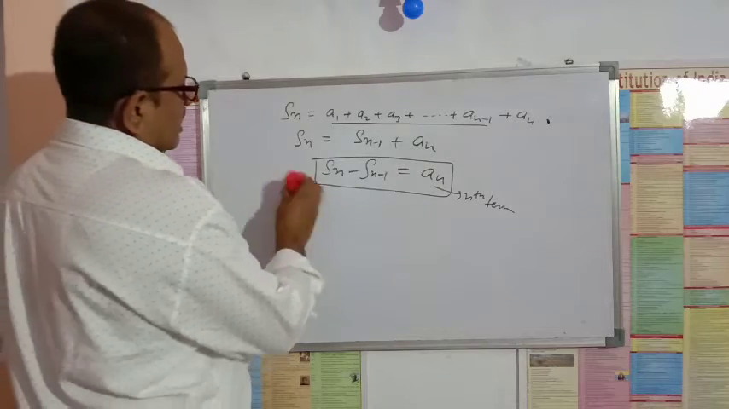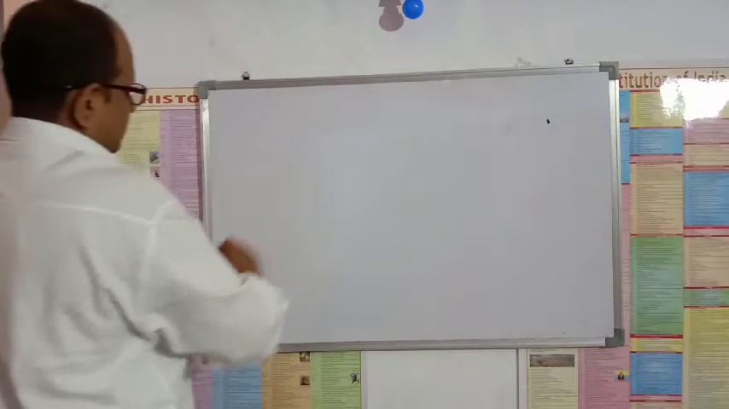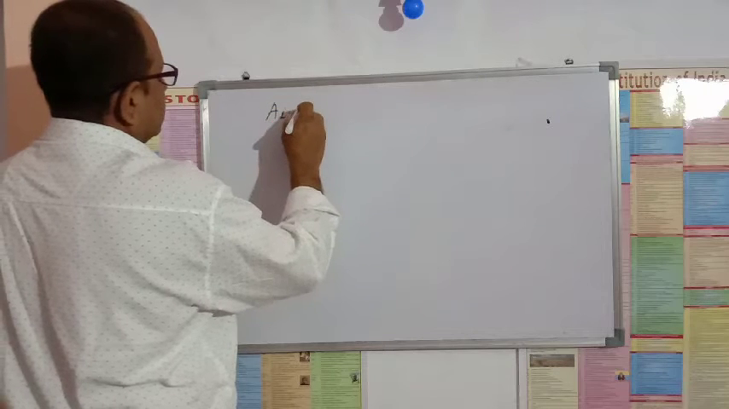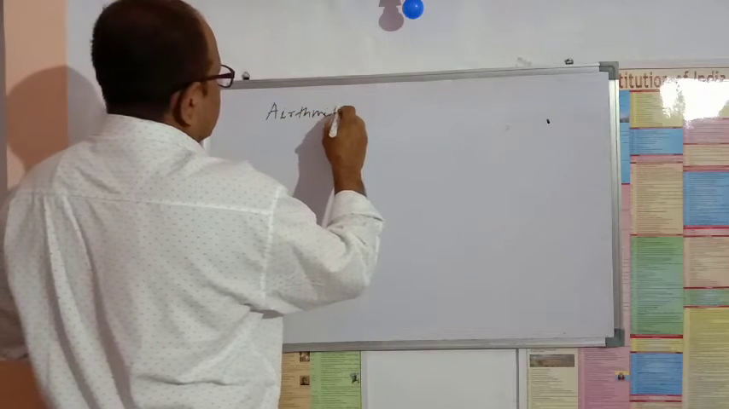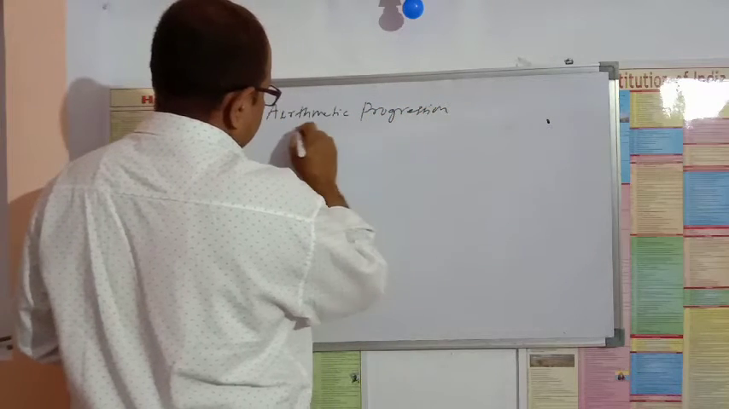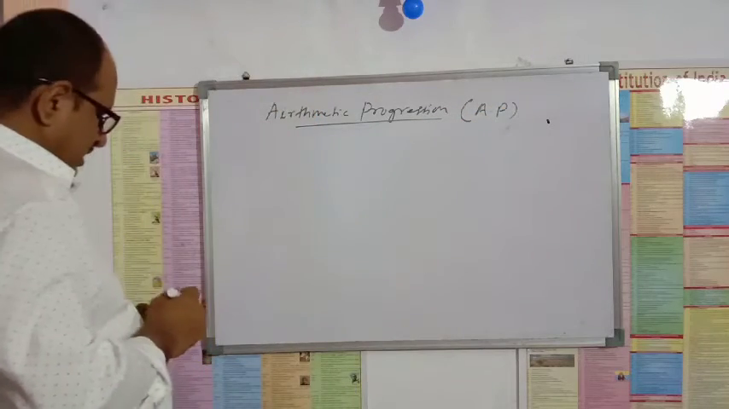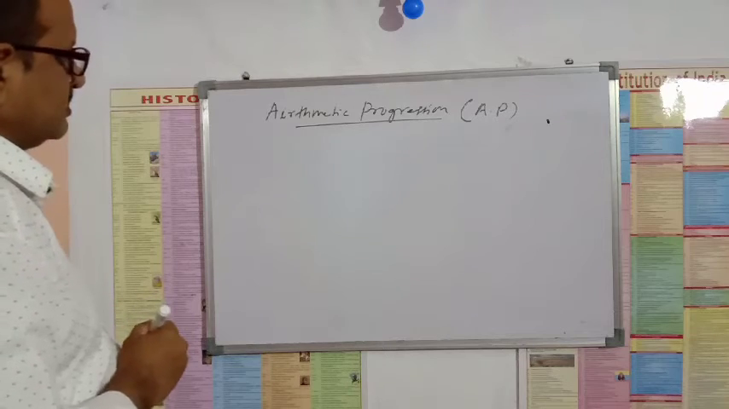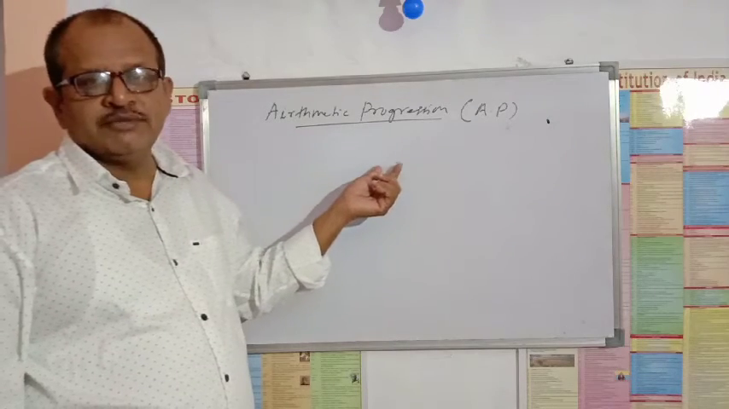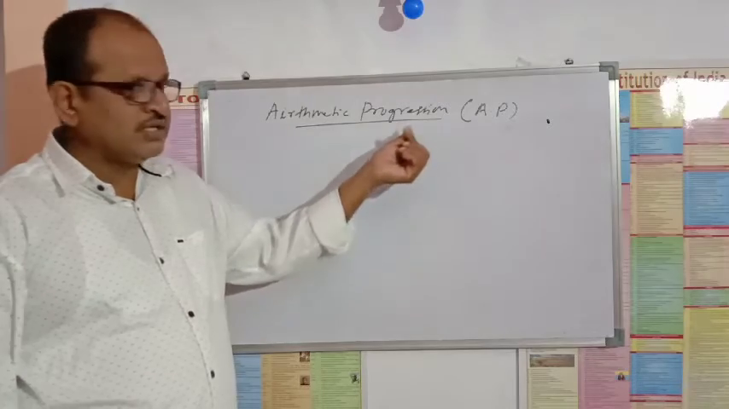Now the next topic is arithmetic progression. In short, it is written as AP. So what is an arithmetic progression? A sequence in which each term is obtained by adding a constant term to its previous term is called an AP.